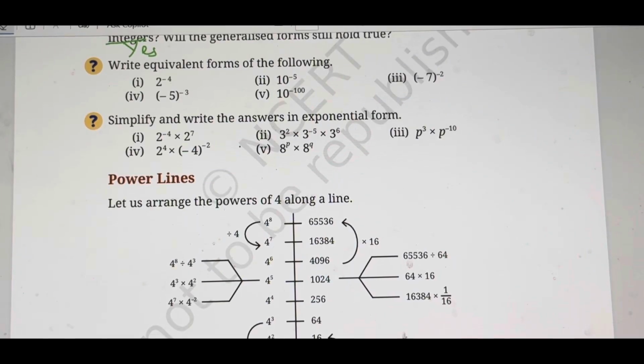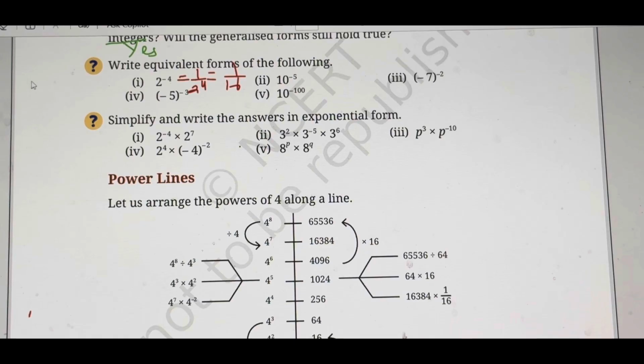Write equivalent forms of the following. Right? So the first question is 2 raised to minus 4. The power is negative. So what do we do? To make it positive, we write its reciprocal. 2 raised to 4, and 2 raised to 4 is 16. These few facts you should remember. 2 raised to 4 means 2 is multiplied 4 times. So 2 2s are 4, 4 2s are 8, 8 2s are 16. So you get the answer as 1 upon 16.